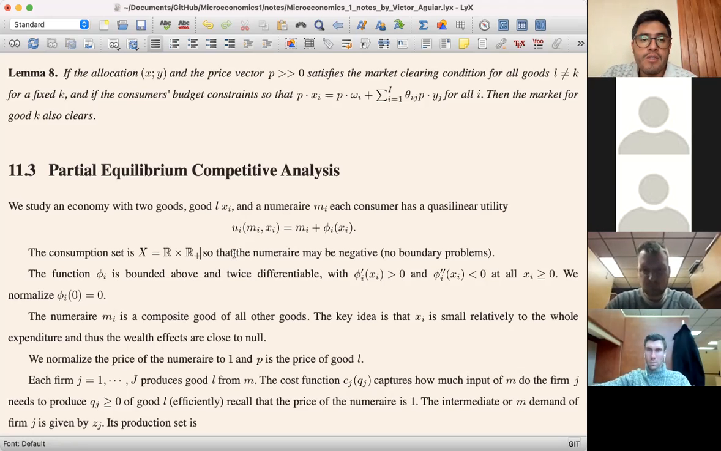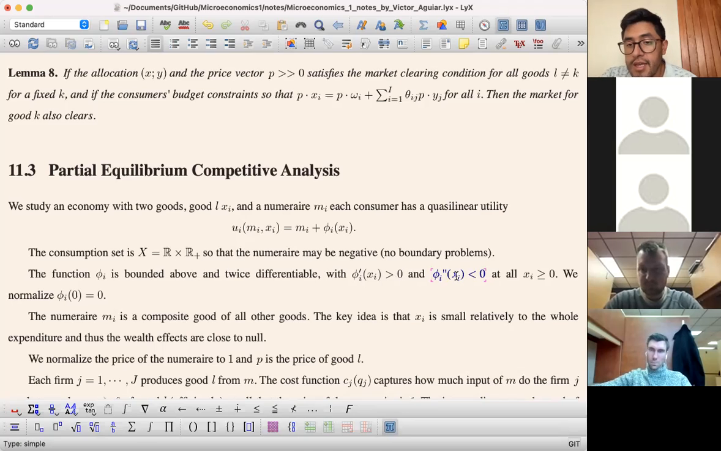So the first thing, as I mentioned, is bounded above and twice differentiable, such that the first derivative here is positive and the second derivative is negative. So this is the marginal utility of corn. It means the more corn you consume, the happier you are, right? But as this corn consumption increases, the increase of your happiness gets smaller. So the marginal utility is decreasing. So the second derivative is negative.